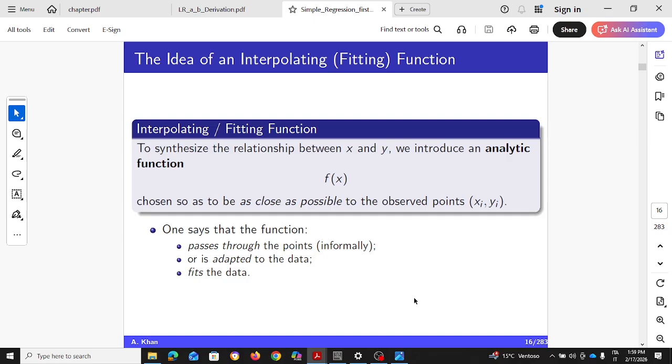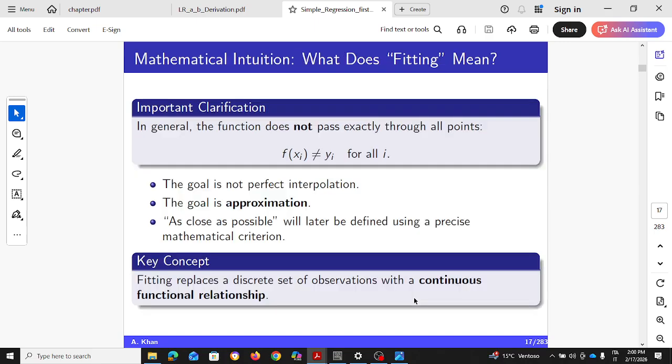So informally one can say we need a function which should pass through all the data. Or adapt to our data set. So we can have maybe something like this or something like this. But we need a function that fits the data really well. So this is the objective of this function. Now, in general, it is not mandatory, it is not even necessary, and it is even not a good practice that this function should pass exactly through each point in our data set.